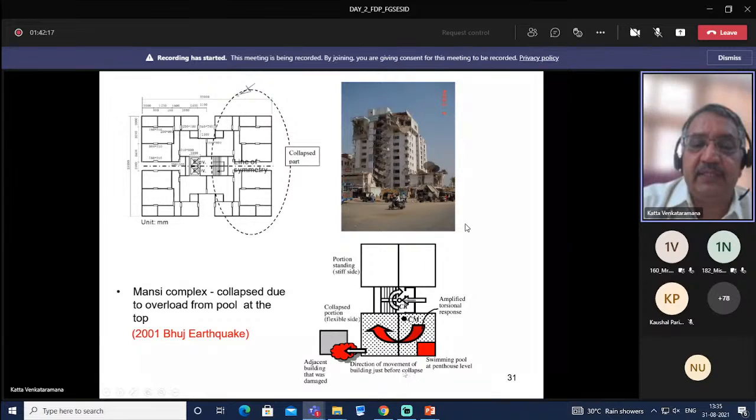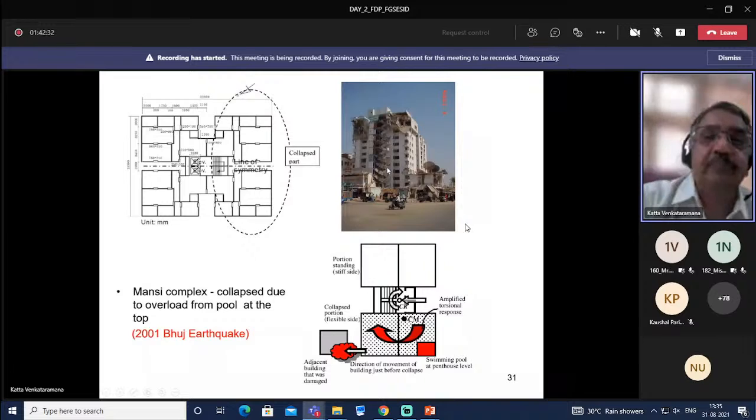Direction of movement of building just before collapse. So the adjacent building also got damaged. So this is standing. In this photograph, we are seeing one side of this building, this standing portion. The other side has collapsed. In the case of multi-story buildings, even single-story L-shaped or U-shaped buildings, by providing joints, we can make them simple rectangular shapes.